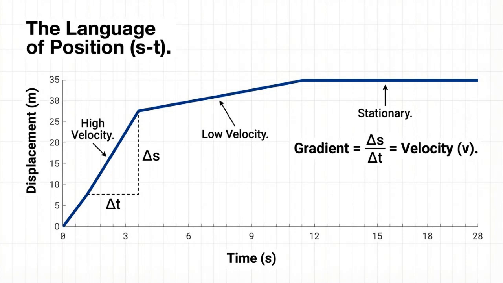The key concept here is that the slope, or gradient, of this graph, which is the change in displacement over the change in time, represents the velocity. This means velocity tells us how fast and in what direction the position is changing over time. Understanding this sets the foundation for interpreting movement in terms of position and time.